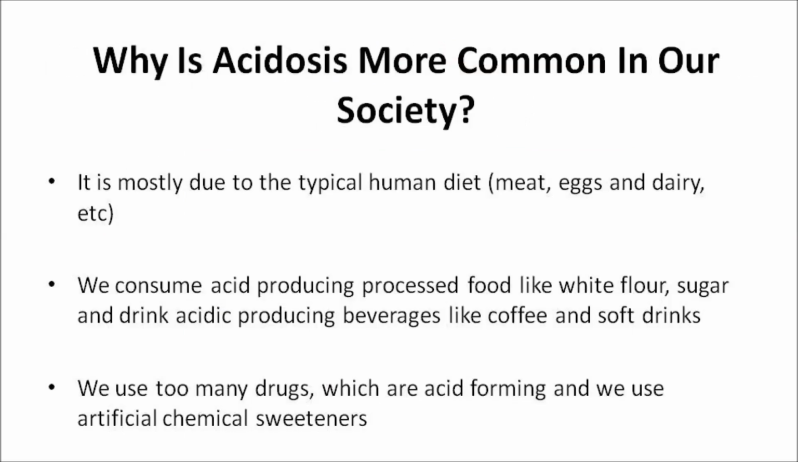The reason acidosis is more common in our society is mostly due to the typical human diet, which is far too high in acid-producing animal products, things like meat, eggs, and dairy, and far too low in alkaline-producing foods like fresh vegetables. In addition to this, we consume acid-producing processed foods like white flour and sugar, and drink acid-producing beverages like coffee and soft drinks. We use too many drugs, which are acid-forming, and we use artificial chemical sweeteners like NutraSweet, Spoonful, Sweet and Low, Equal, or even aspartame, which are poisonous and extremely acid-forming.